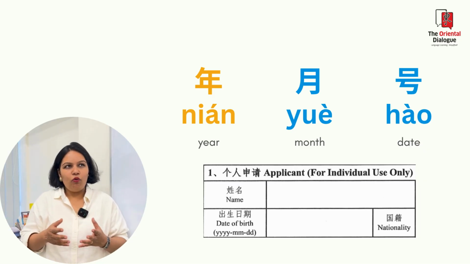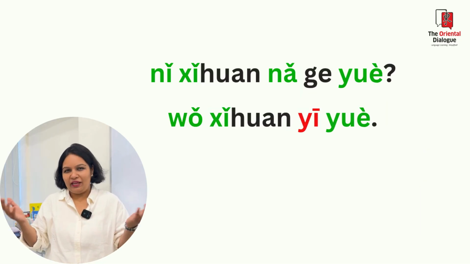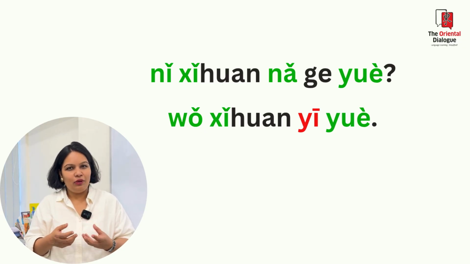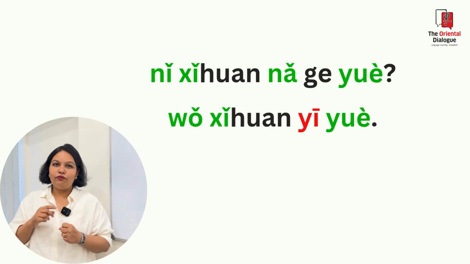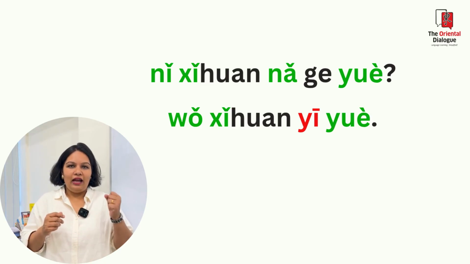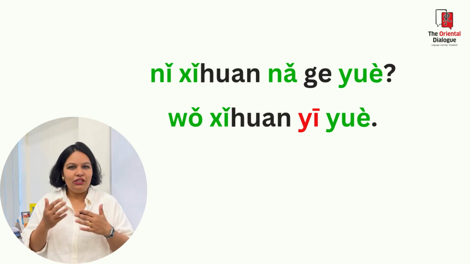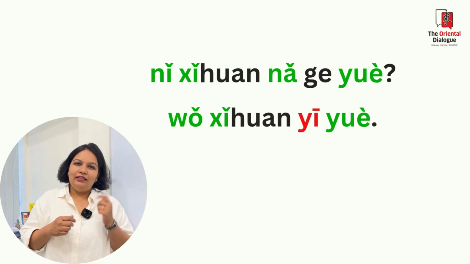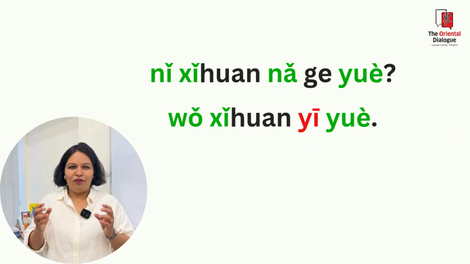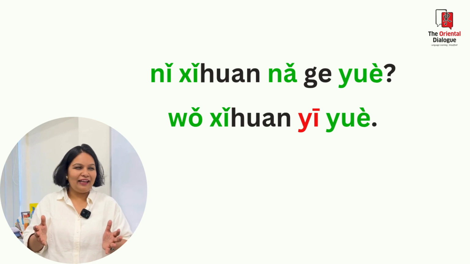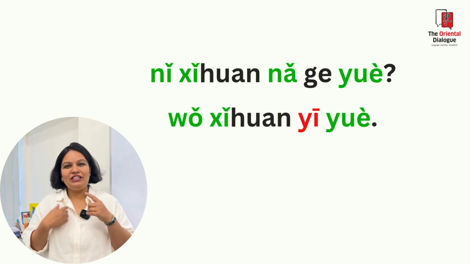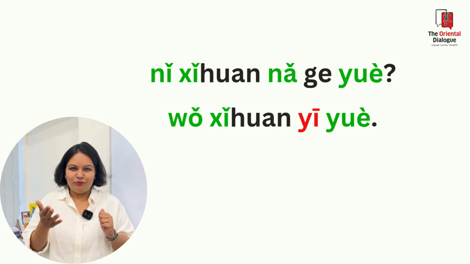If I want to ask you, which month do you like? Now you know the word for like, which is xǐhuan, and if you remember the word for which, we said nǎge. So I will ask you, nǐ xǐhuan nǎge yuè? Generally, it's the month of your birthday that you most commonly like. Well, 我喜欢1月. How about you?